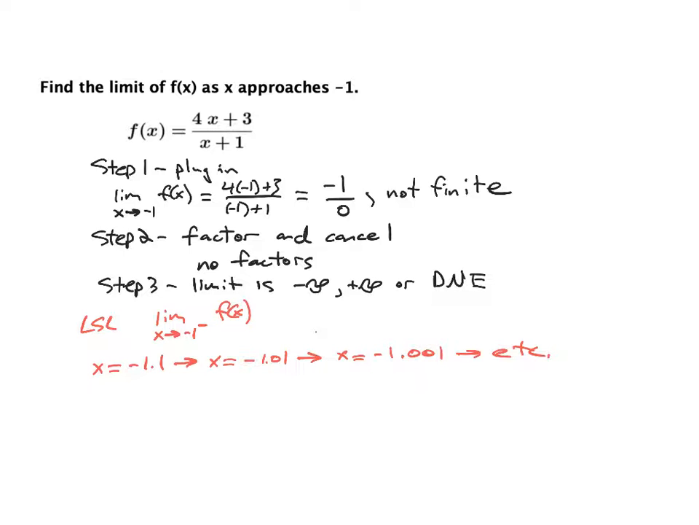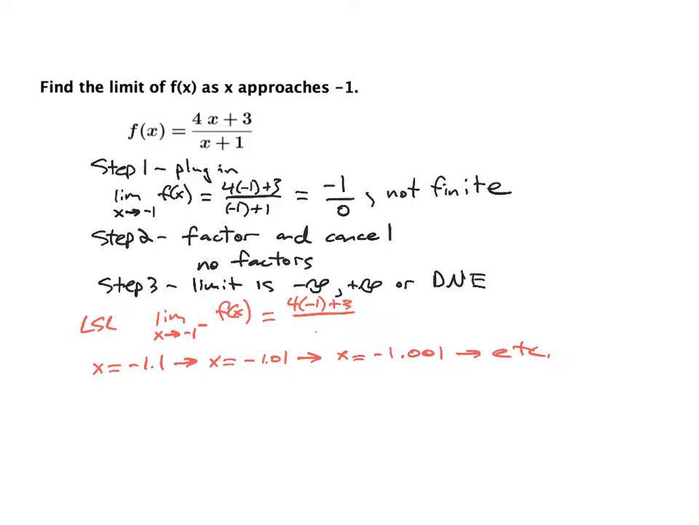So what's this look like in our limit? This is going to be 4, and I'm going to go ahead and just plug -1 in there because that's going to give us a constant. 4 times -1 plus 3, or -1. Now we're going to plug in x close to -1 into the denominator and add 1 to those.